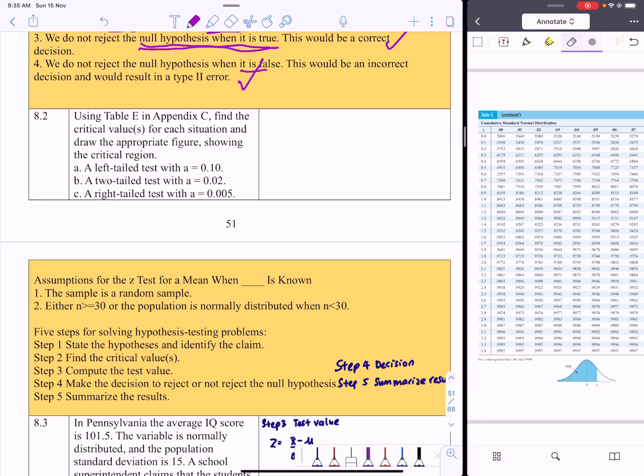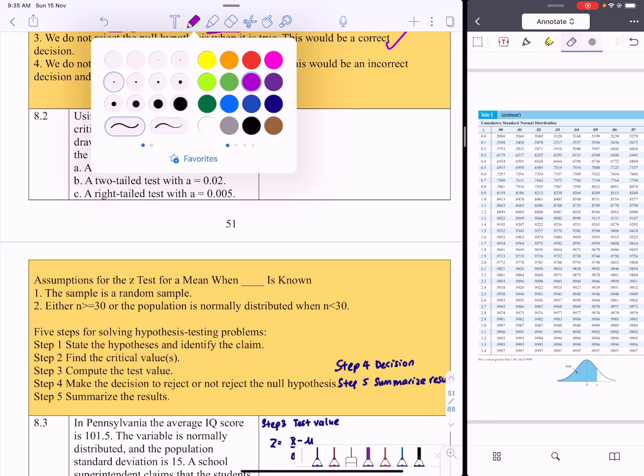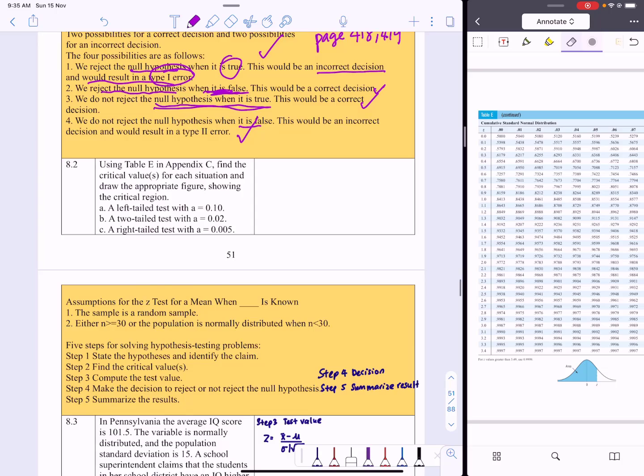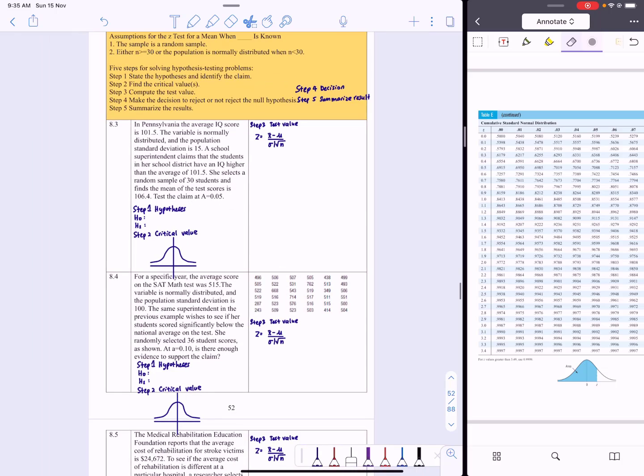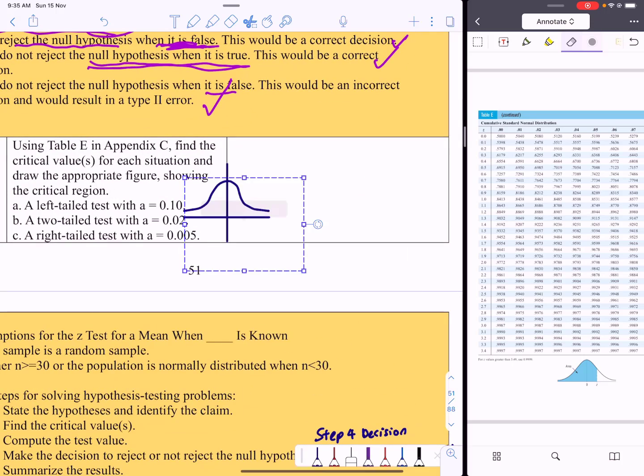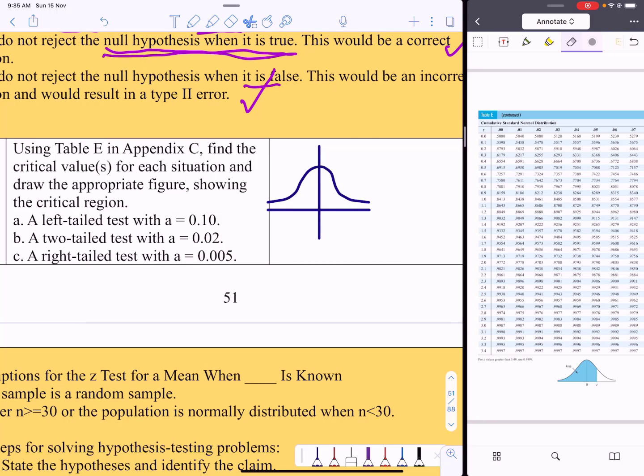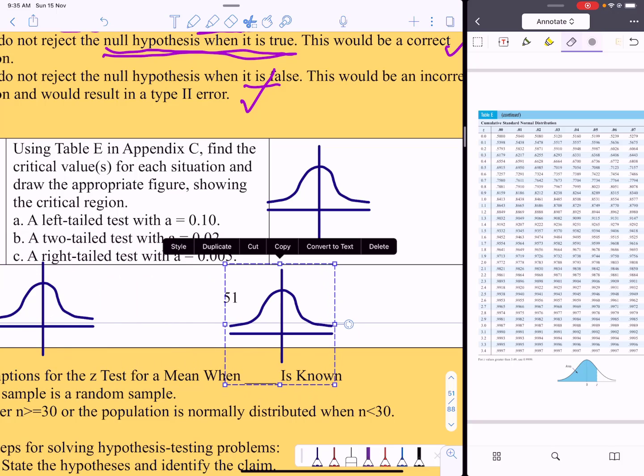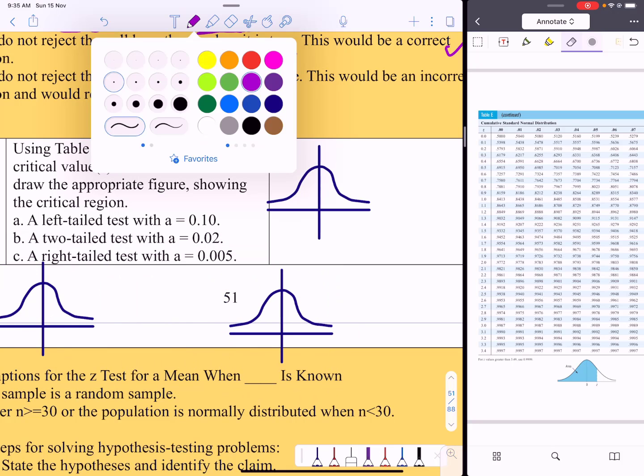Using table E, appendix C, find the critical value for each of the situation and draw appropriate figure showing the critical region. Jadi this one you need to draw lah. Saya ambil open ni lah. Okay, we have the graph here. Maybe we can have 3 graph. For A, saya guna warna merah lah.